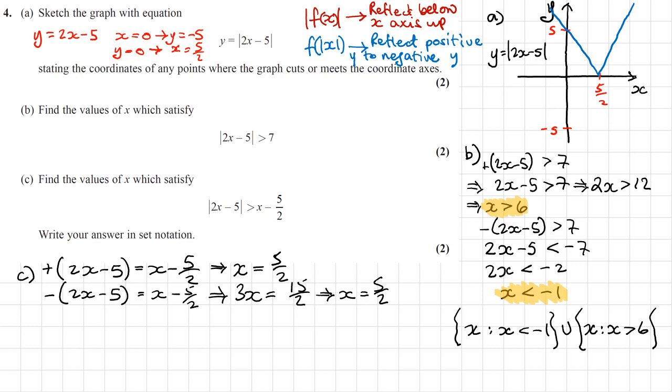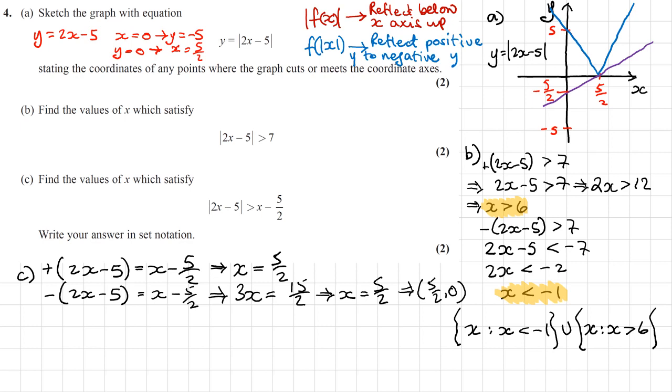Now that means that these two graphs only meet at one point, and that point is the coordinate 5 over 2, 0. And that's this point here. So I'm now going to sketch on the other line. So the other line, x minus 5 over 2, is going to look like this. So it's only touching at that point, and it's crossing this axis here. Its y-intercept is minus 5 over 2, so we'll put that on, minus 5 over 2.